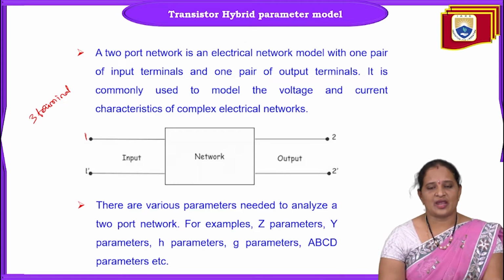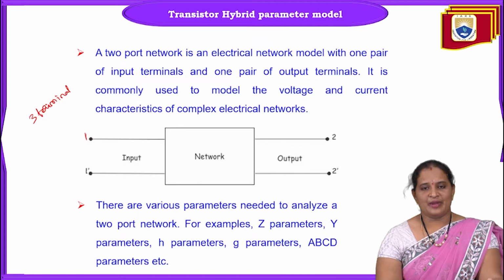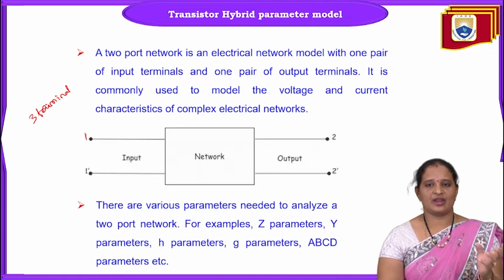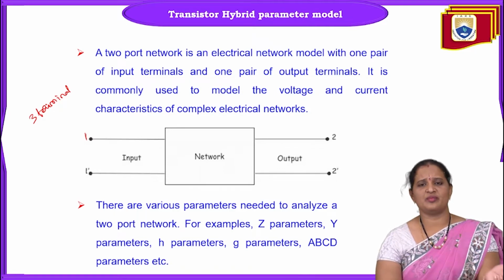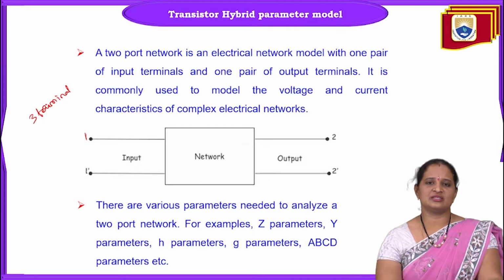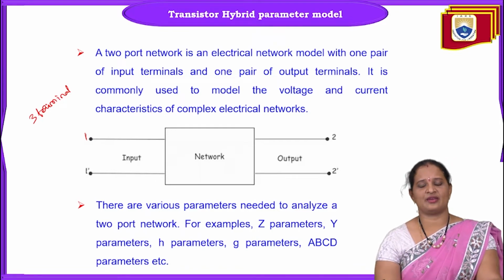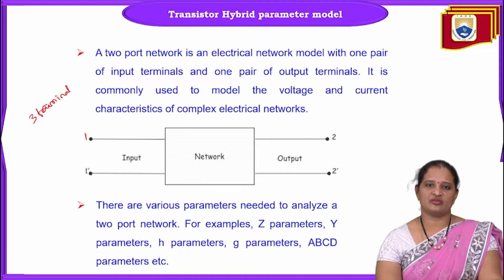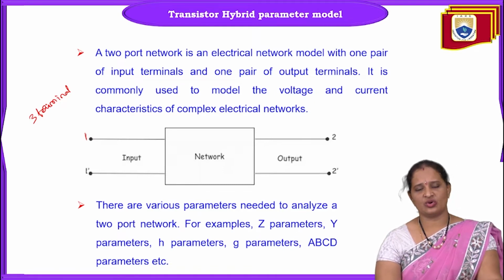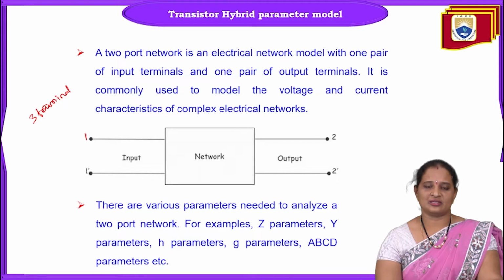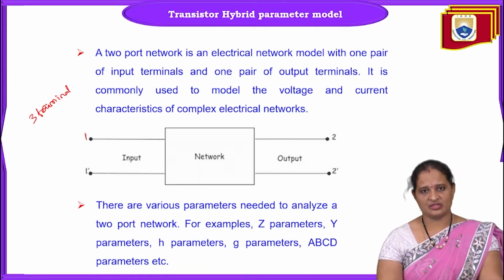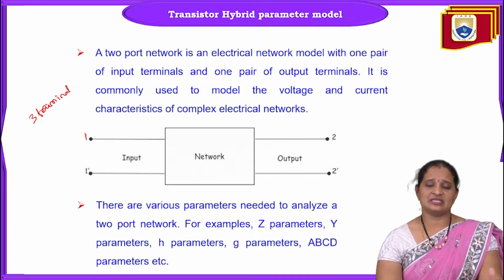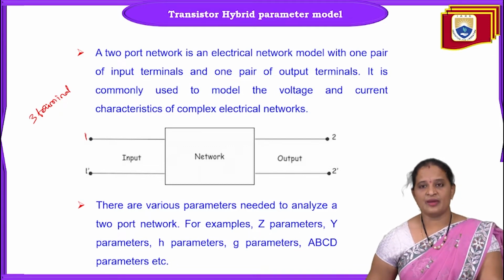What are the various parameters we can use for analyzing a 2-port network? What do we mean by analyzing? Analyzing means calculating the various characteristic parameters of a 2-port network, like impedance, admittance, voltage gain, or current gain. For analyzing this, we have various types of parameters: Z parameters, Y parameters, H parameters, G parameters, and ABCD parameters. These are the various types of parameters.